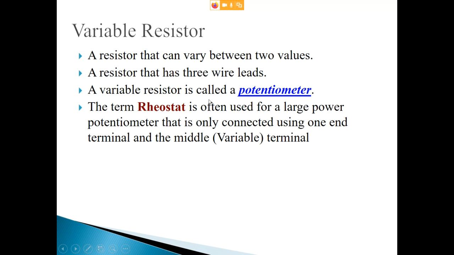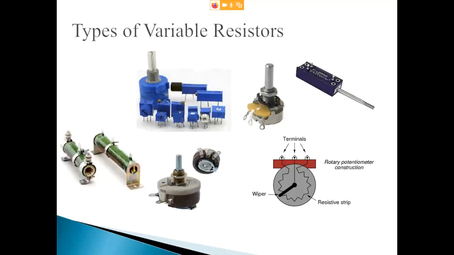Now, they also have what they call rheostats. Rheostats basically just have 2 terminals. Most of the time, anything you go buy that's going to be variable will be a potentiometer, but you might connect it as a rheostat where you don't use one of the outer terminals. You just use one outer terminal and the center terminal to make it variable.